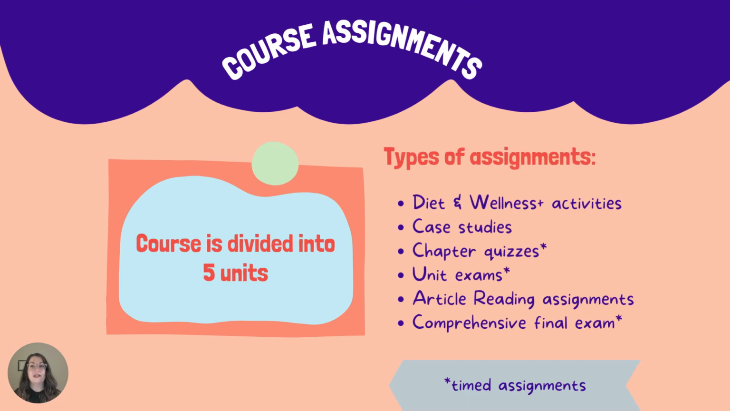This course is divided into 5 units, and the types of assignments that are found within those units are listed here. Please note that the chapter quizzes and the unit exams are timed assignments. So for chapter quizzes, you'll have 15 minutes to complete those, and the unit exams, you have 30 minutes to complete those. So it is a little less time per question on the unit exams. So be sure that you have prepared for that exam before you sit down to take it.